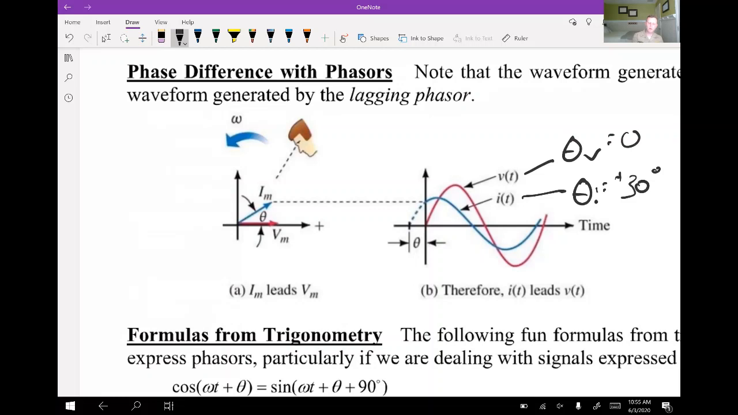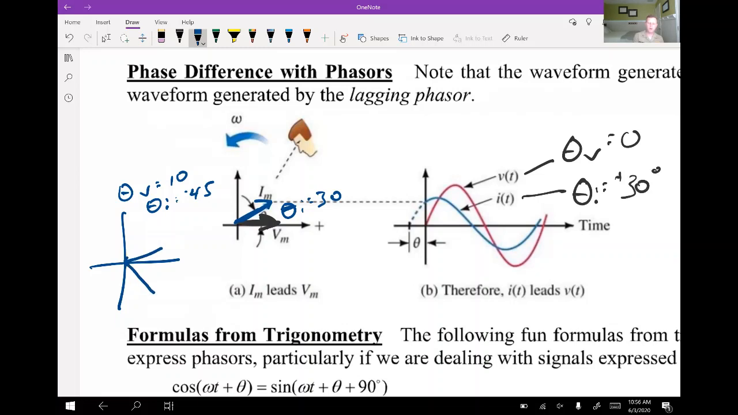Well, V is along the 0. There's V, and where's I? I is positive 30. So you could determine the phase difference between two time domain and also see that in the phasor domain. There's the theta of I is equal to 30. If one wasn't 0, say that you just wanted to plot it on another x-axis, if you had a theta V equal to 10 and a theta I equal to negative 45, theta V would be 10, theta I negative 45, and we could analyze and see that there's 55 degrees difference between them.